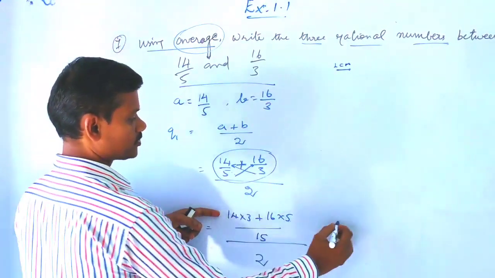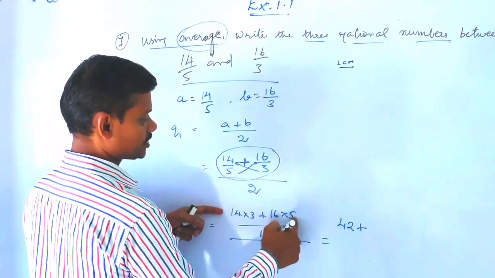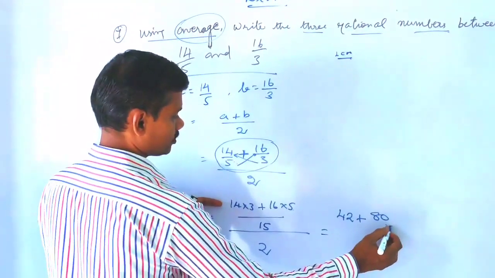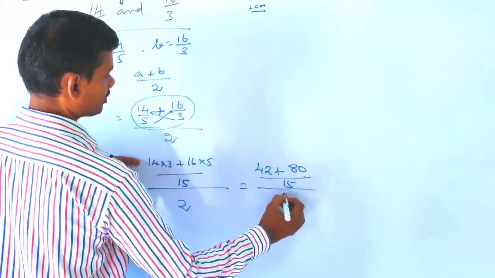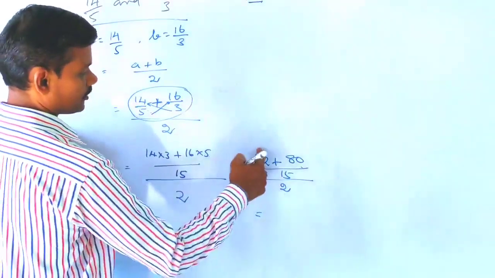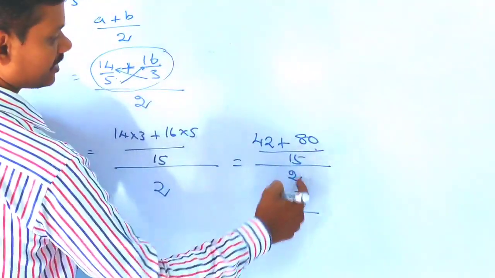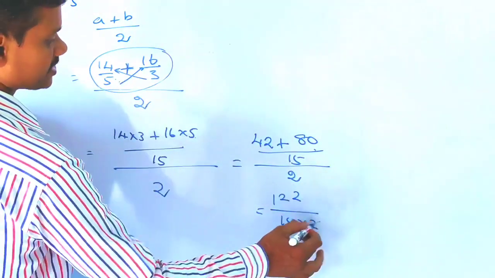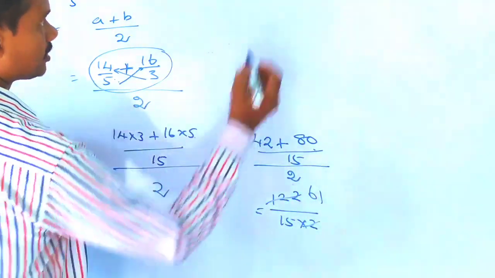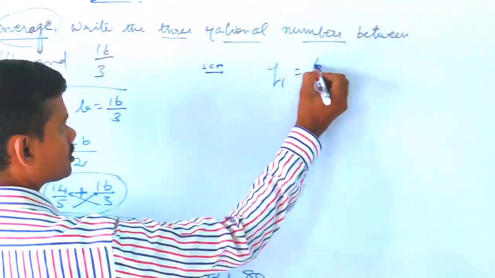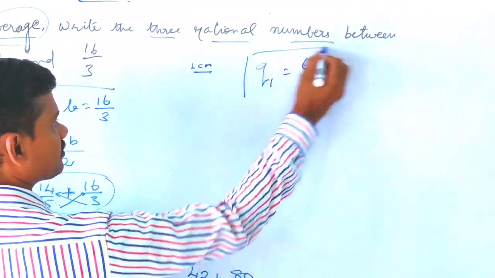So 14 into 3 gives 42 plus 16 into 5 gives 80, whole divided by 15, whole divided by 2. So if you add the numerator, you get 122 by 15. Already we have the 2 in the denominator. If you cancel this, you will get 61 by 15. So Q1 is equal to 61 by 15. That is the first rational number.